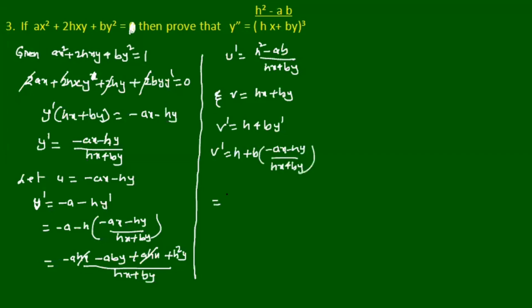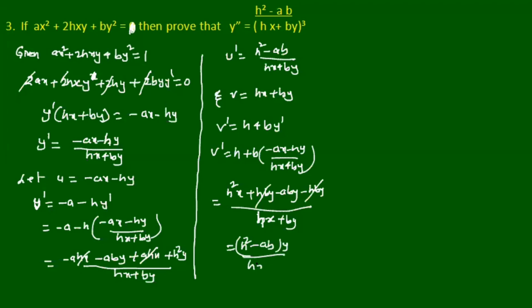So this is h square x plus hby minus aby minus hby by hx plus by. hby gets cancelled. h square minus ab into y by hx plus by. It is v dash. Now we move on to the problem. There is equation number 1.